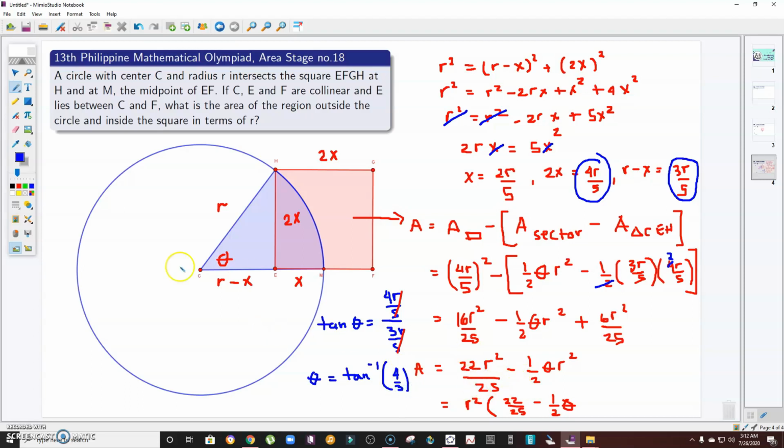So the final answer here should not have theta, it should be arctangent of 4/3. There you go, so that's the area of this region, the area of the region outside the circle but inside the square.